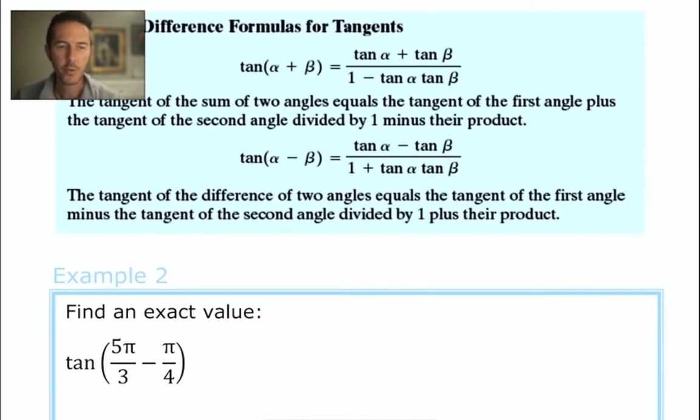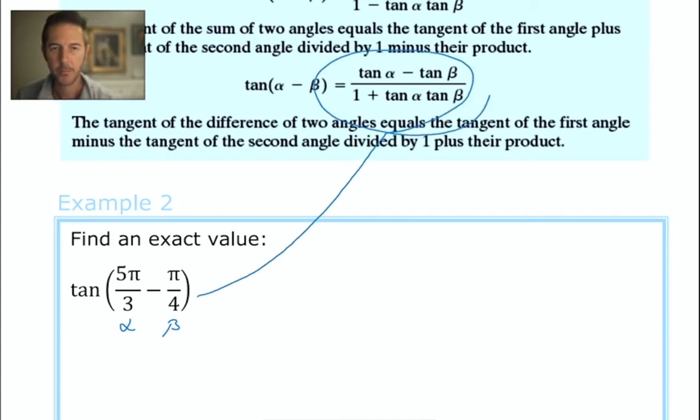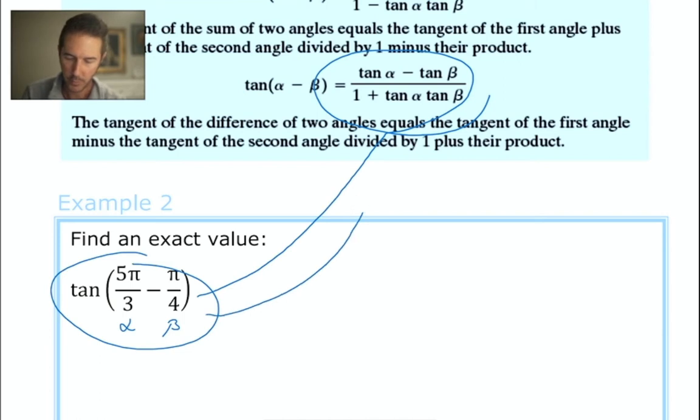Now look at example 2. It's the tangent of, clearly it's alpha minus beta. And what am I going to do with this alpha value and this beta value? I'm going to plug them in up here into that entire fraction. The left-hand side of the equation equals the right-hand side of the equation. The tangent of a difference is equal to whatever that fraction turns out to be.